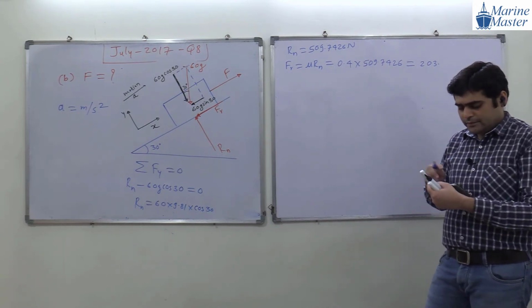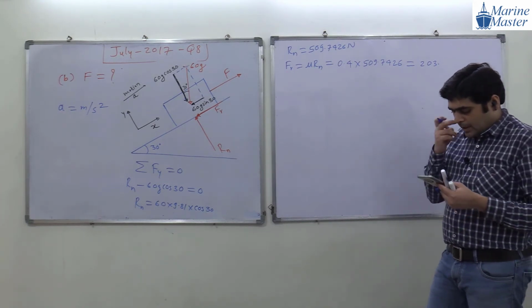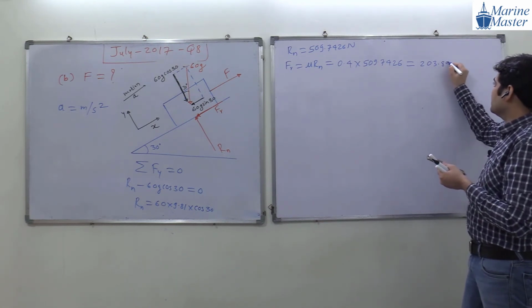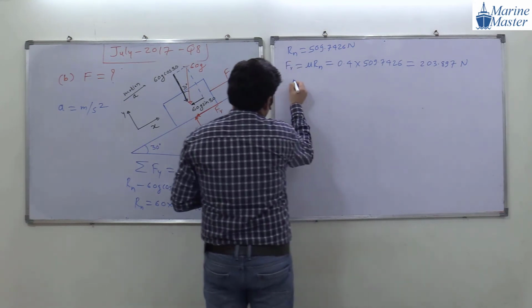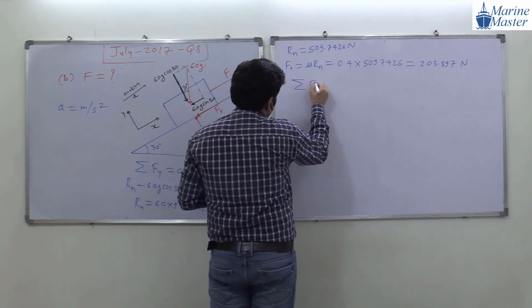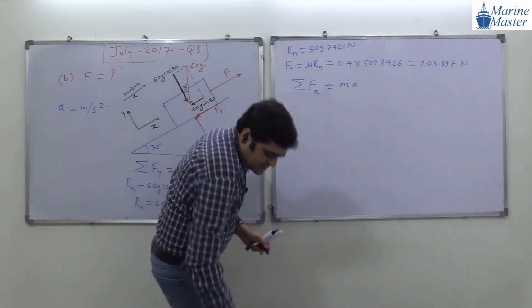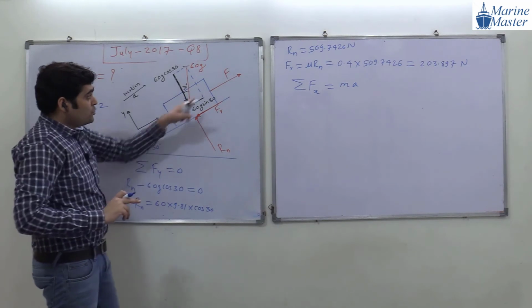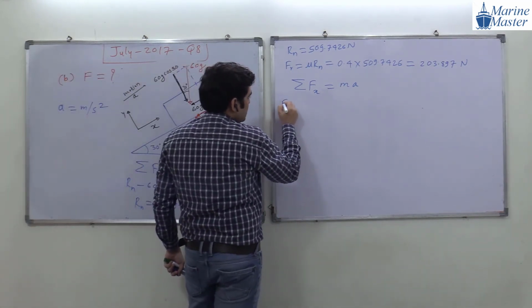Okay, good. So now what we have to do? 203.897 Newton. Now we have to take what? Summation of forces in x direction, not equal to 0, equal to ma. What are the forces here? See the x direction here. Upward along the plane. So F will become what? F will become what guys?